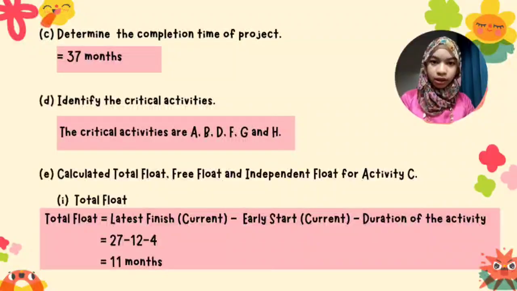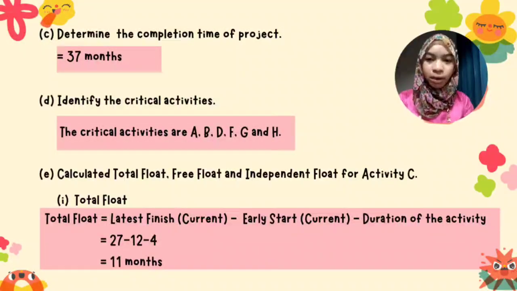Now let's calculate the floats for activity C. First is the total float. The formula is latest finish minus early start minus duration. So for activity C, the calculation is 27 minus 12 minus 4, which equals 11 months. This means that activity C can be delayed up to 11 months without affecting the overall project completion time.